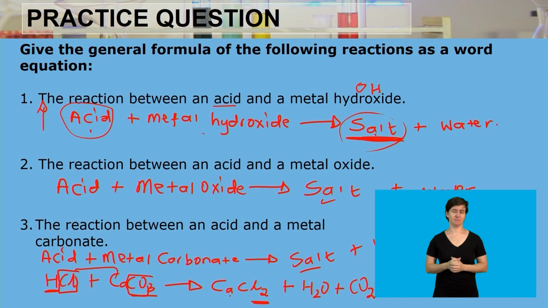So what we need to know about the reaction between an acid and a metal carbonate is that there are going to be 3 products formed. Salt, yes. Water, yes. And then the gas. That gas is going to be carbon dioxide. Now, moving on.